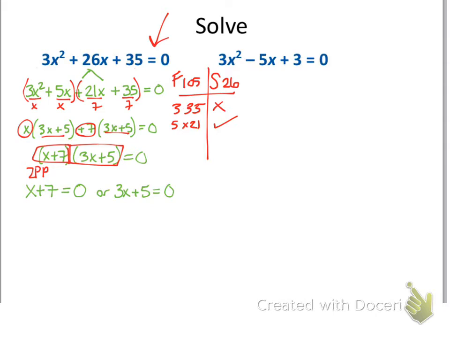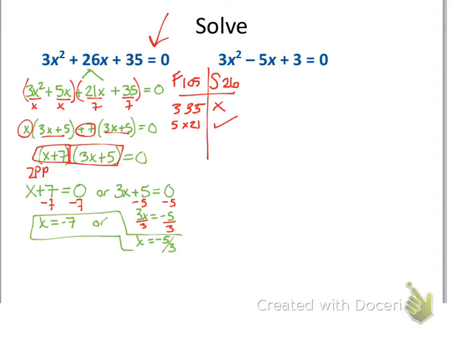Solve these real quick. Subtract 7 from both sides. x equals -7, or subtract 5 from both sides. 3x equals -5. Divide by 3. x equals -5/3. So my two possible answers are -7 and -5/3.